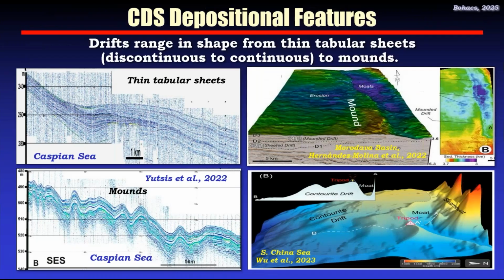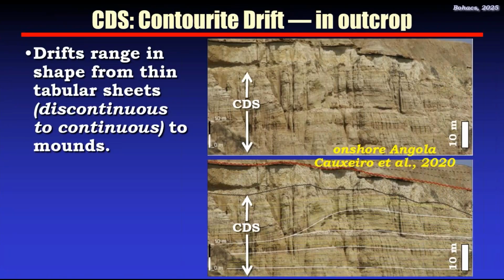Drifts range in shape from thin tabular sheets, discontinuous to continuous, to mounds at the multi-kilometer scale. These morphologies are also expressed at the tens of meters scale, shown here in outcrop in onshore Angola. Tabular at the base, mounded in the middle, and overlain, in this case, across a nonconformity by a fan channel.